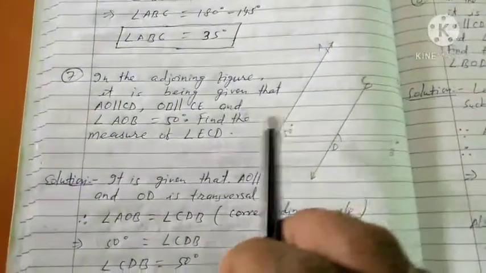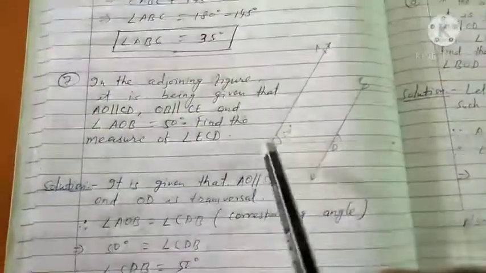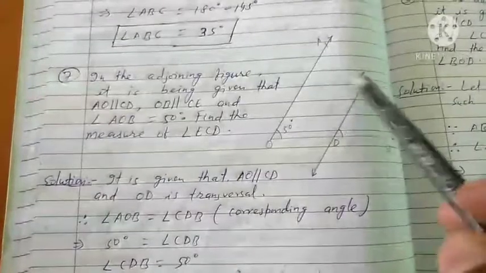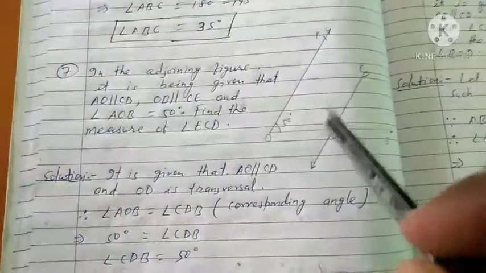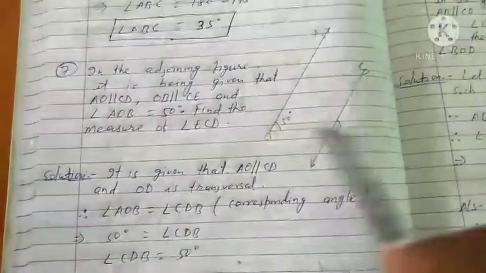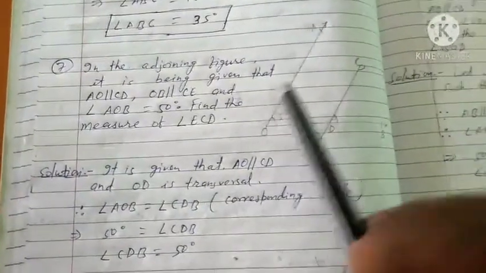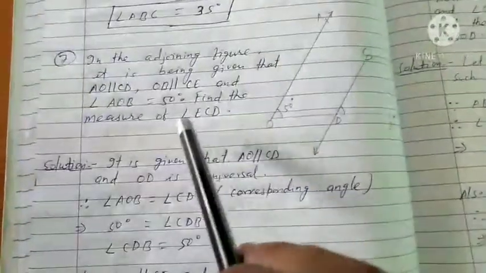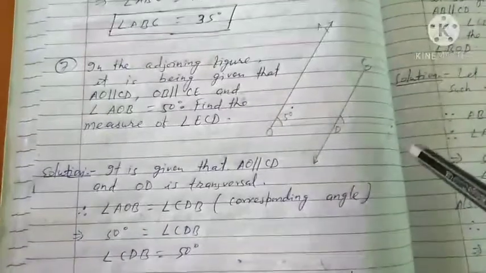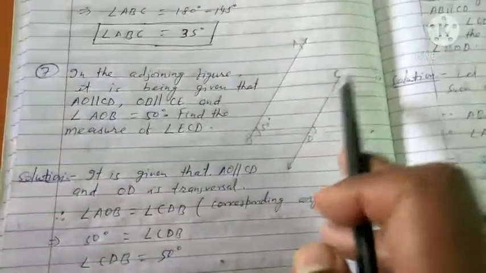Okay, moving to the next question. The question says, in the adjoining figure, it is given that AO is parallel to CD, and OB is parallel to CE. Also, angle AOB is given as 50 degrees. We have to find the measure of angle ECD, so this angle has to be found out, right?